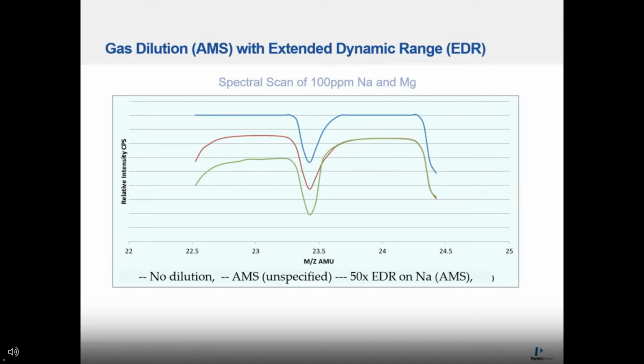So with the combination of gas solutions and the quadrupole cell, you have the flexibility of analyzing major and trace analytes in seawaters within the same method.